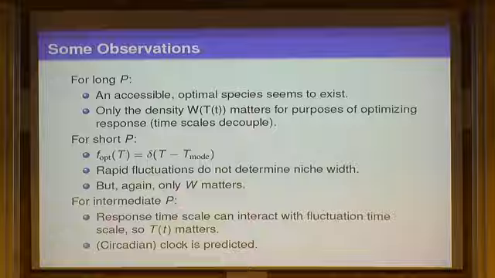The intermediate case is also interesting. So there we only have numerics. In this case, the response time and the fluctuation time do see each other. So not only W, but the actual details of how you vary the environment in time can matter. And the model predicts something like a clock. So you have a regularly varying environment like a day-night cycle that's roughly on the time scale of growth of a cyanobacteria, say. The cyanobacteria knows it's coming, and it can respond to that. So it can get ready for good times and for bad times, say.